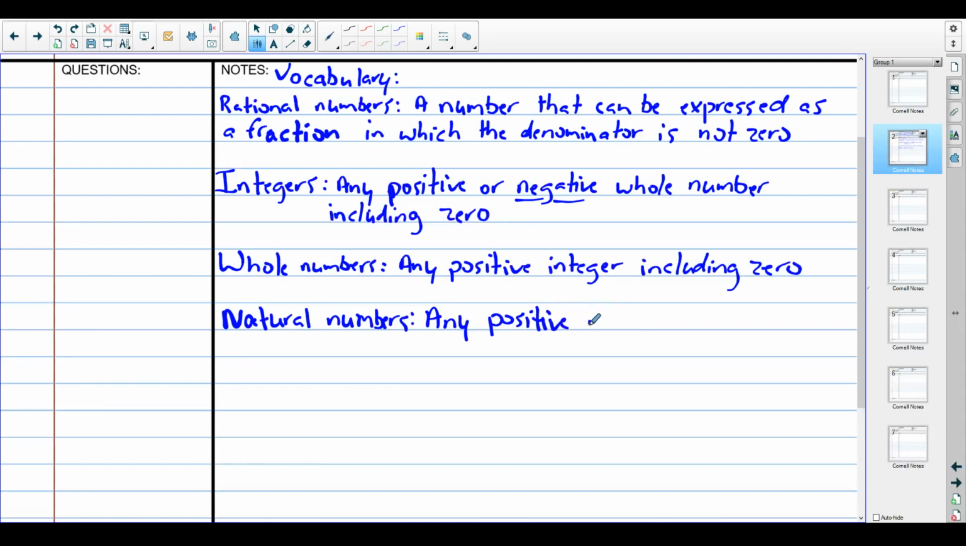I should have read the notes before I started writing them. I think I'm so smart that I can cheat. But my handwriting shows that I am not very good. Any positive integer, so counting numbers, that's parentheses there. So parentheses counting numbers. And then we specify this does not include 0.